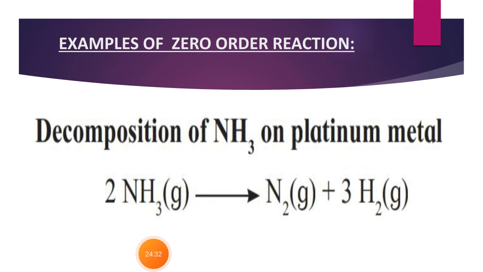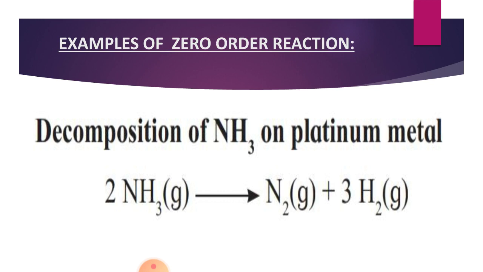Now examples of zero order reaction. Here student, the first example for zero order reaction, as we already know that the order of the reaction is determined experimentally. Here we are just supposed to know the example of zero order reaction. Decomposition of NH3 on platinum metal.